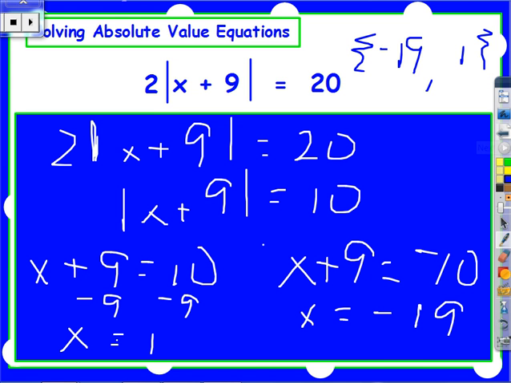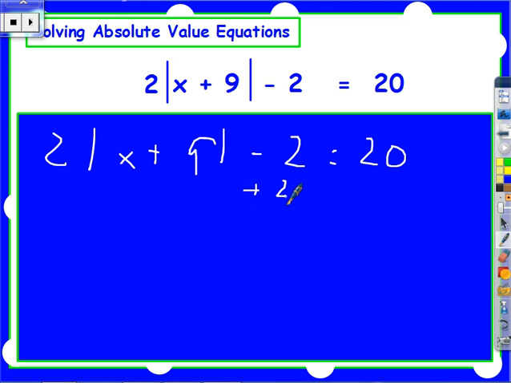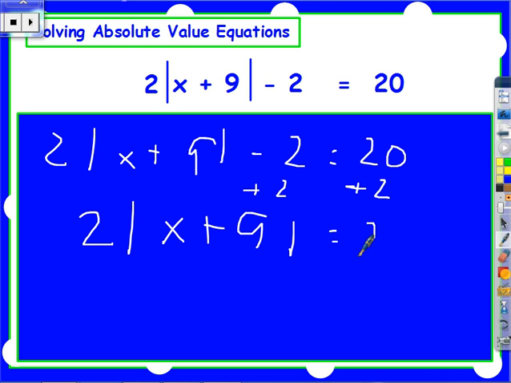Let's look at one more. This time I have a little bit more hanging on the absolute value portion of the equation. We've got 2 times the absolute value of x plus 9 minus 2 equals 20. I'm going to start by undoing my addition or subtraction first, so I'm going to get rid of this minus 2 by saying plus 2 to both sides. I have 2 absolute value x plus 9 equals 22.